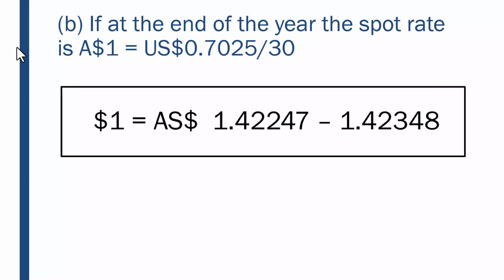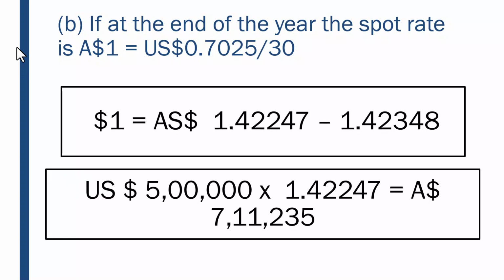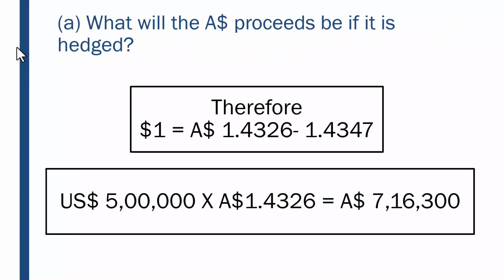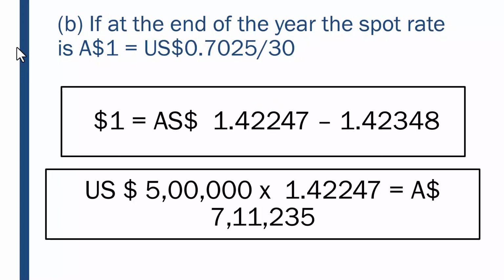First convert the quote into dollar terms by doing the reciprocal. I have done it already. Then multiply with your applicable rate, which is 1.42. Here the rate is 1.42, there the rate was 1.43. So you're getting 7,11,000 Australian dollars as against 7,16,000. So which is better? Hedging is better. That means the exporter is better off if he was hedged. Is it clear to everyone?